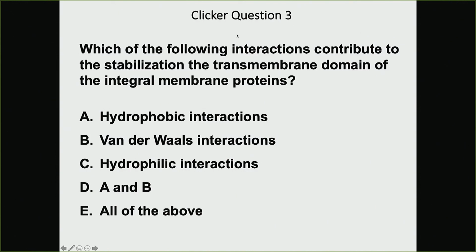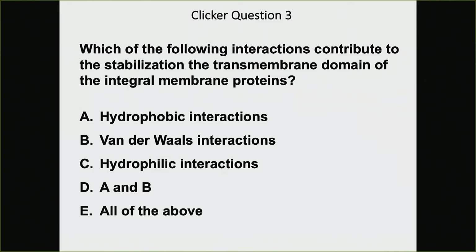Clicker question. Which of the following interactions contribute to the stabilization of the transmembrane domain of the integral membrane protein? Hydrophobic interaction, van der Waals force, hydrophilic interactions, A and B, all of the above.